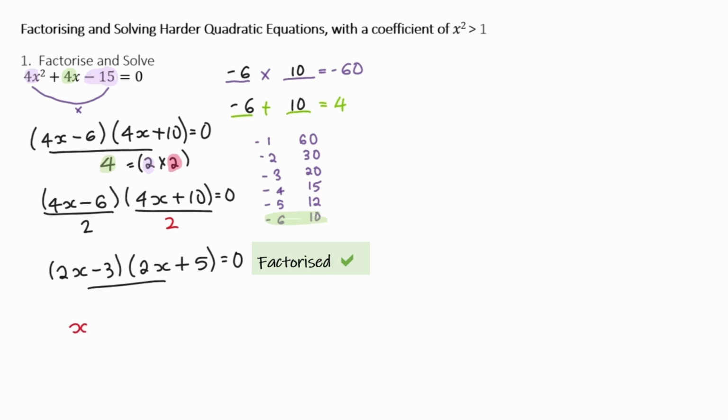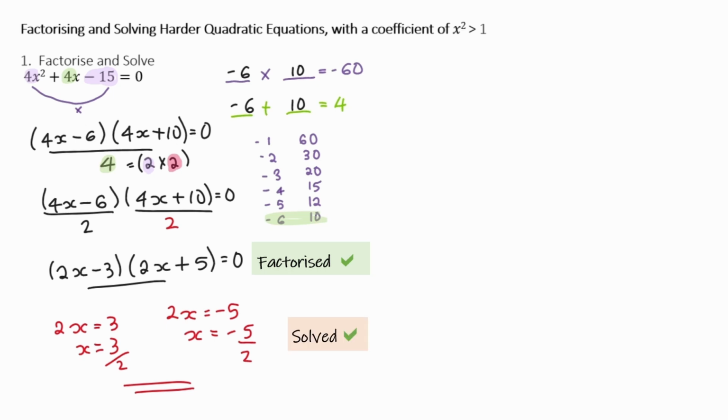So for the first one, we know that 2x minus 3 is equal to 0, which means 2x has to be 3. And if we divide both these sides by 2, we will get x is equal to 3 over 2. For the second bracket, we have 2x plus 5 is equal to 0. So if we minus 5 on both sides, we would have 2x is equal to minus 5. And then if we divide both sides by 2, we will have x is equal to minus 5 over 2. And these are our two solutions for number 1.